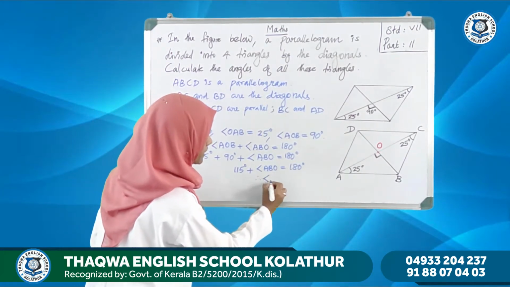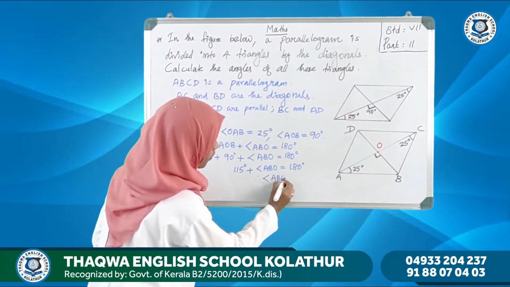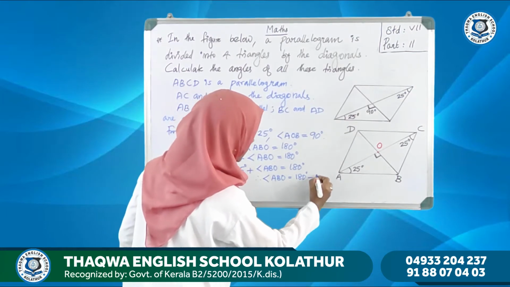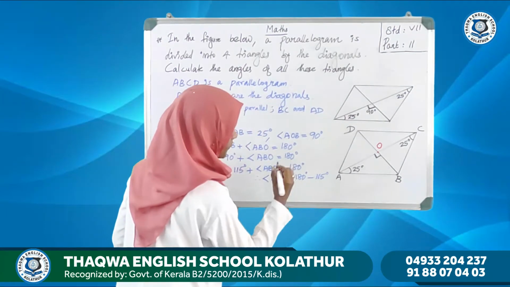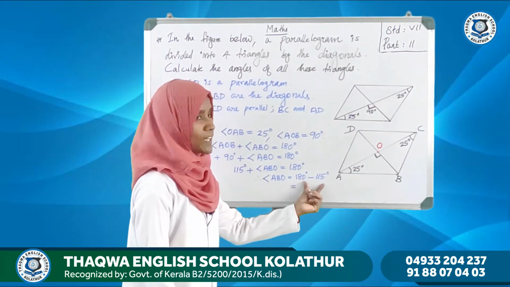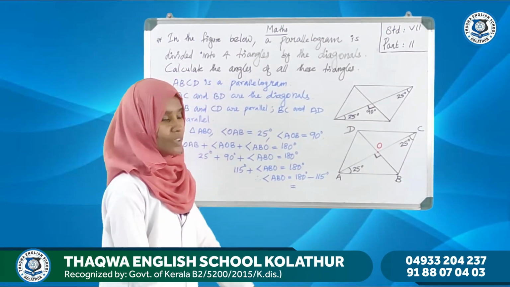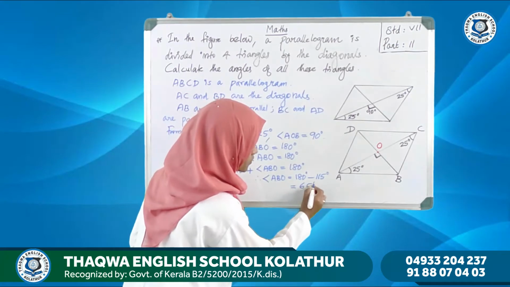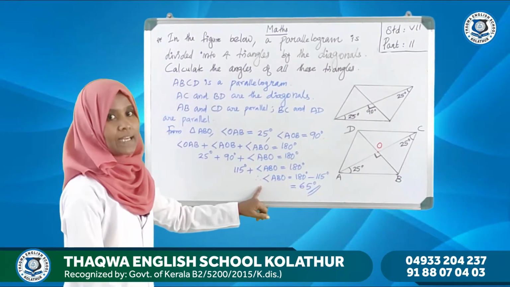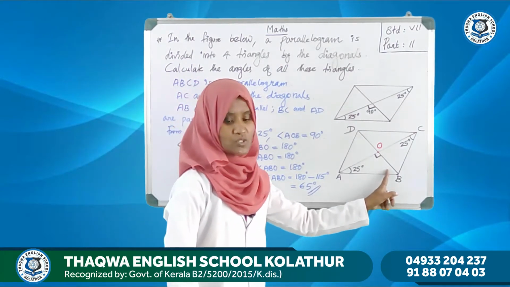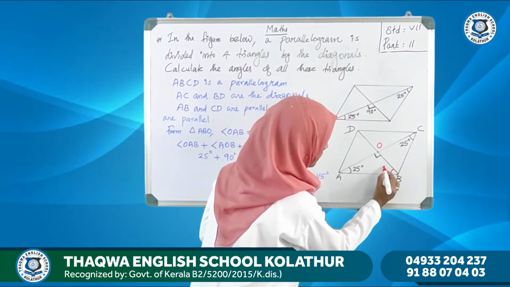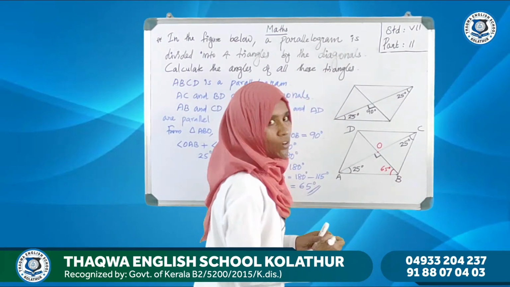Therefore, angle ABO equals 180 minus 115. What is the difference? 180 minus 115. Yes, this is 65. Okay, angle ABO is 65.